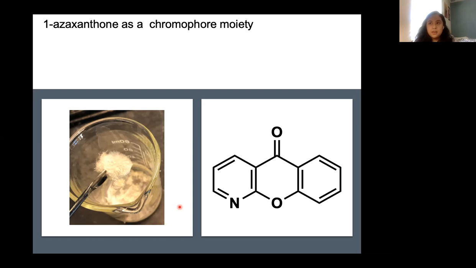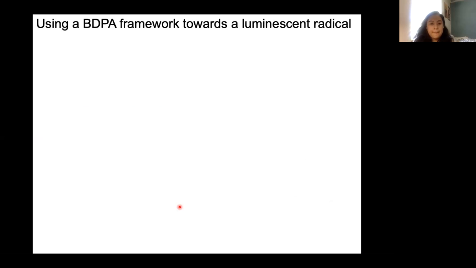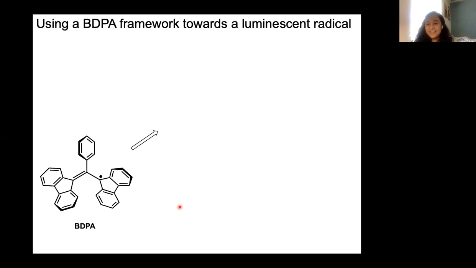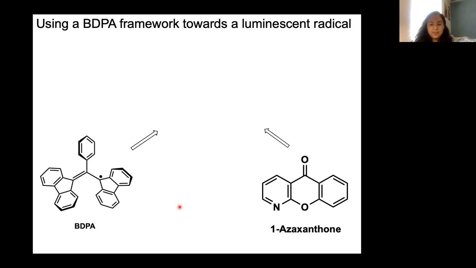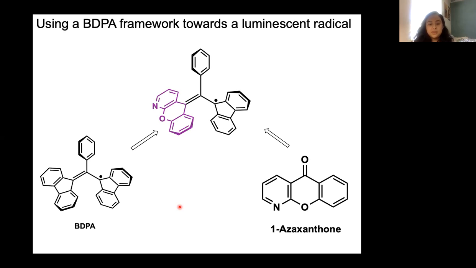So in hopes of creating a luminescent radical, our aim was to introduce this azaxanthone group into the BDPA radical framework. And that's what we did here. We have BDPA, we have azaxanthone. Azaxanthone can fluoresce, BDPA cannot. And we would like to include it in here via a Horner-Wadsworth-Emmons reaction, and create a compound that will be called BAxPA.